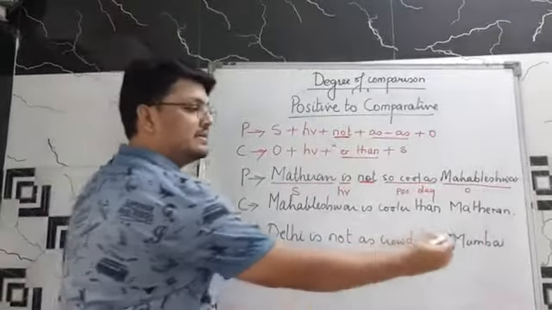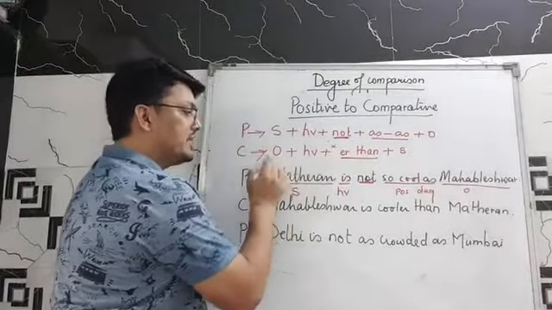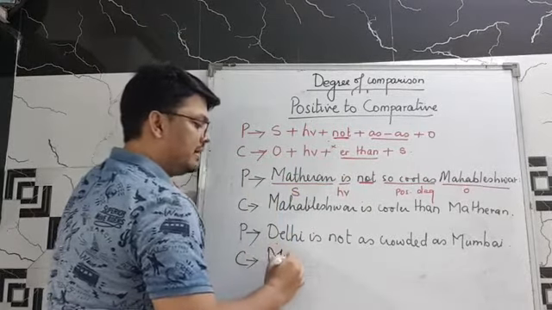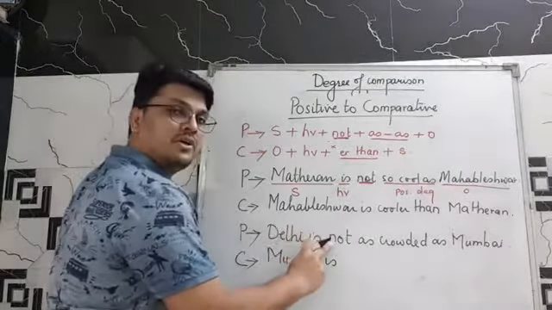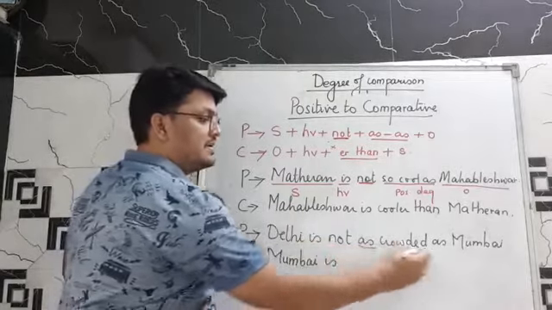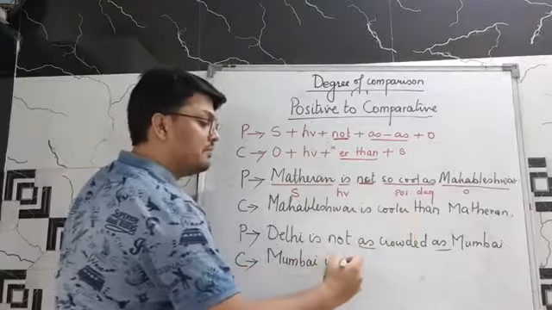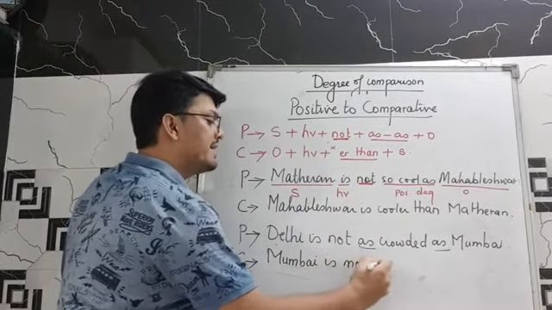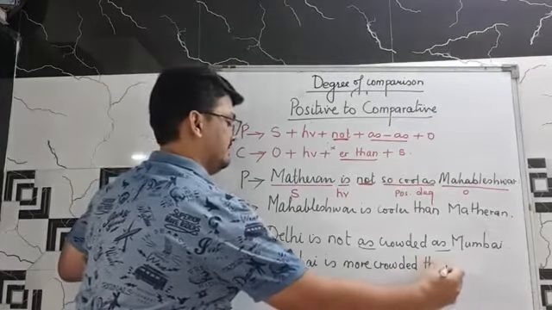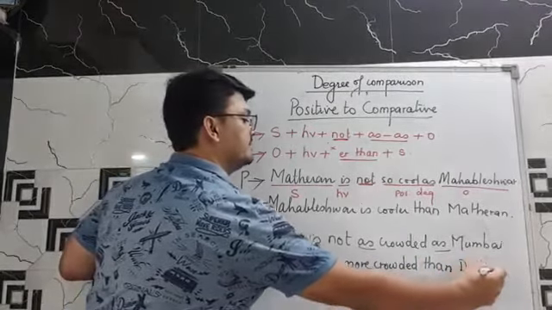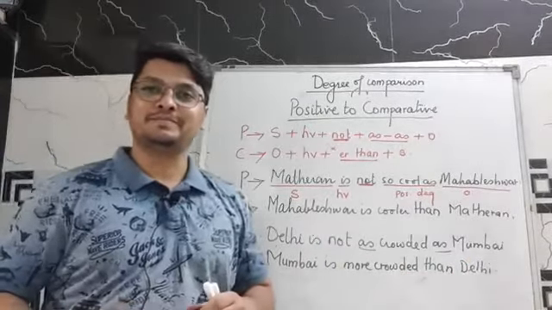This is subject, this is object. As per the structure, object takes subject's place. So Mumbai will come here. Mumbai is. Now what? Remove not and turn as into comparative degree. So as crowded as will become what? More crowded. Mumbai is more crowded than Delhi.